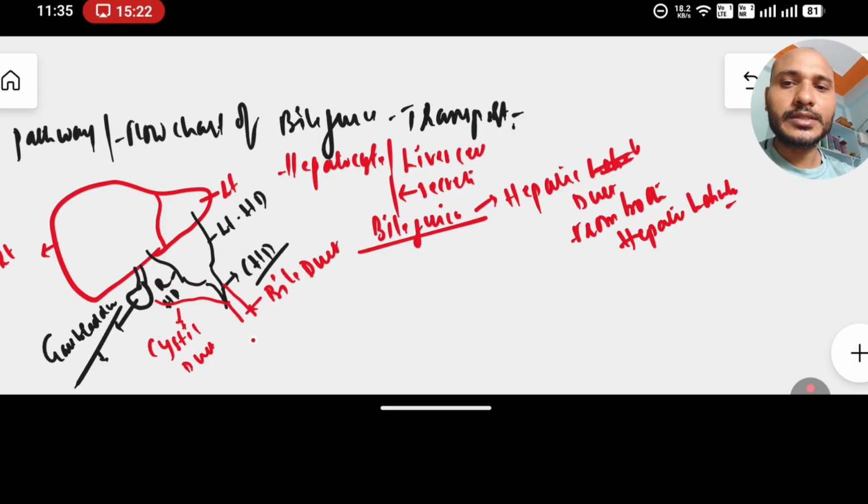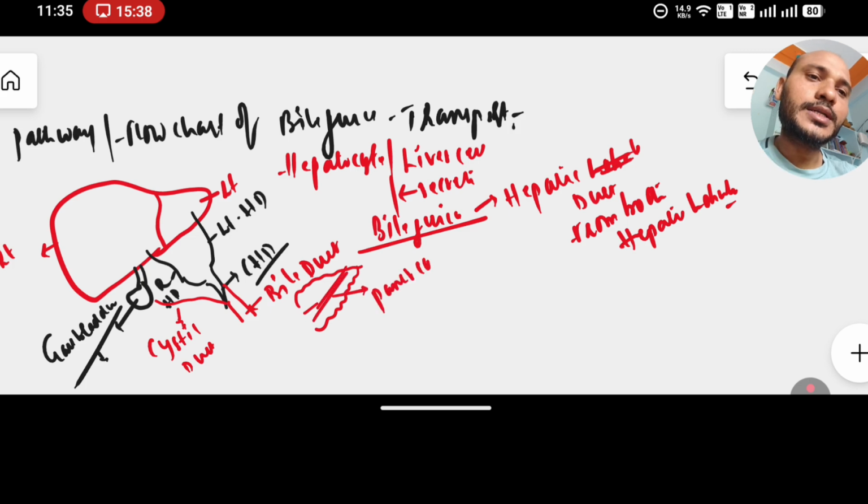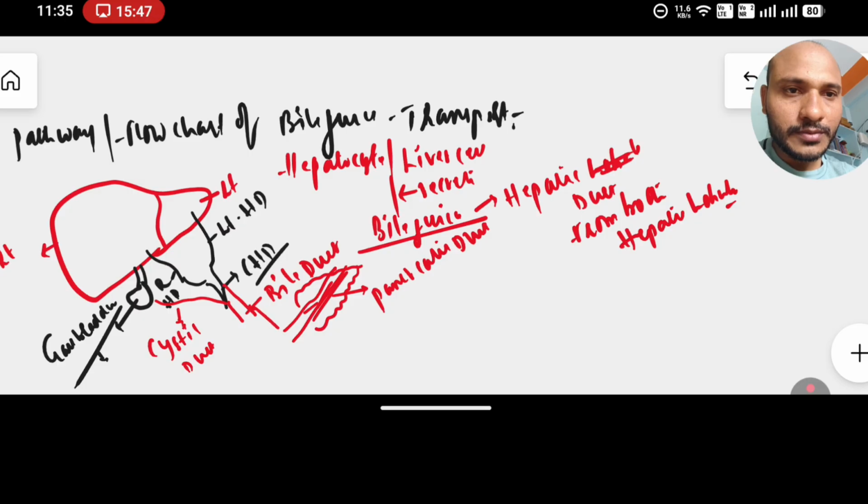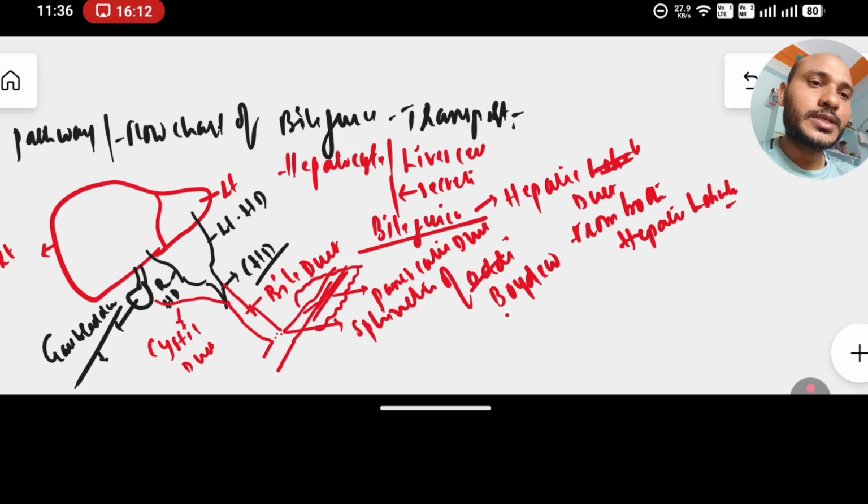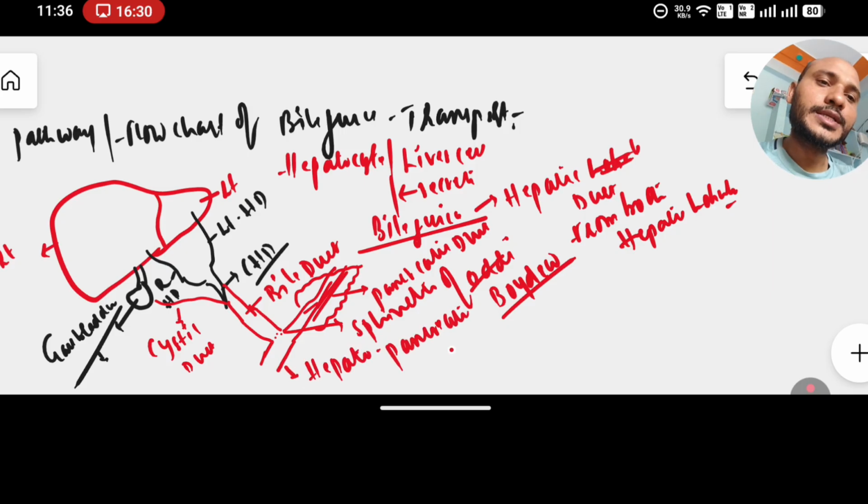Now this bile duct later opens into the pancreatic duct. The pancreas has a duct called the pancreatic duct, and the bile duct opens into it like this. In the region where the bile duct opens into the pancreatic duct, we have a sphincter, called the sphincter of Boyden. Later, the bile duct and pancreatic duct together form a duct called the hepatopancreatic duct.